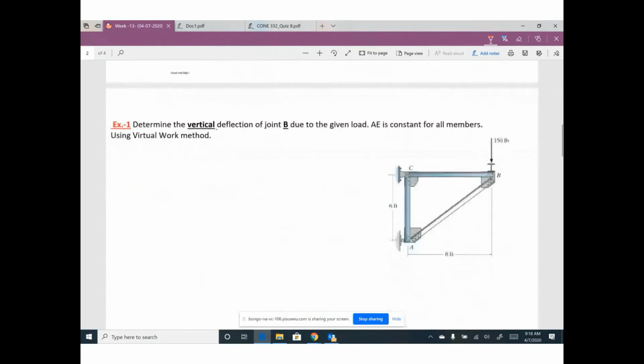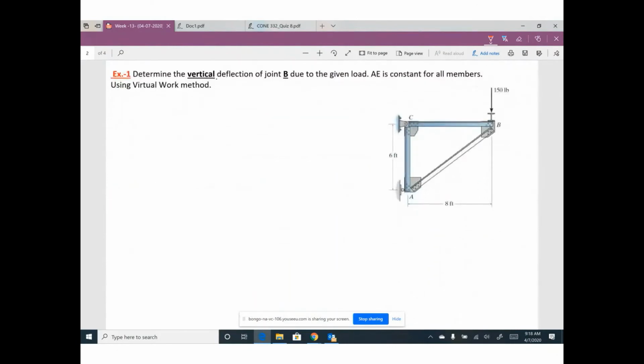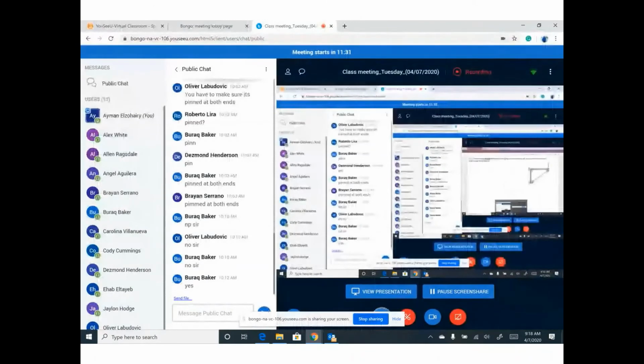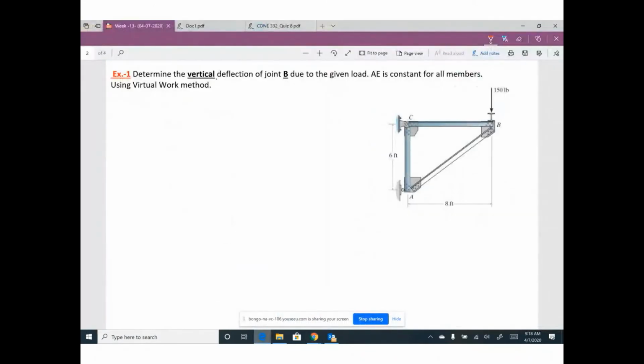Let's start one example and see what's going on. This method is for fun, but if you are good at solving trusses from chapter 3, this method is just for fun.